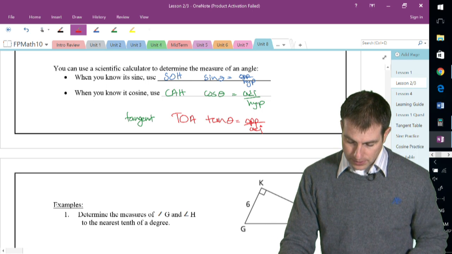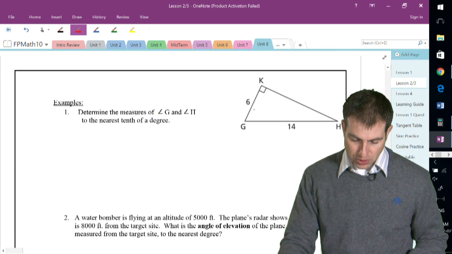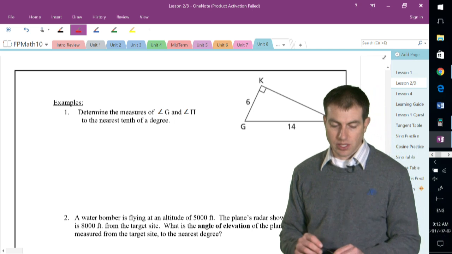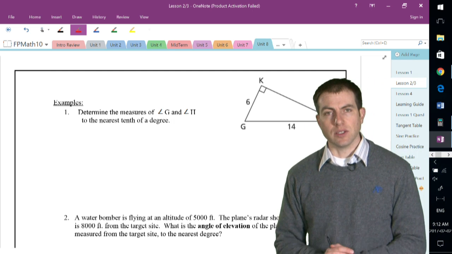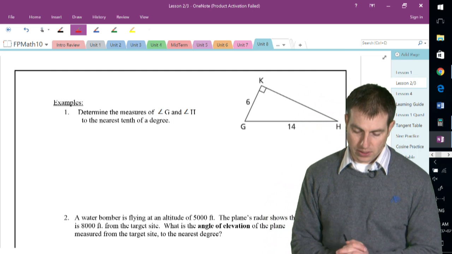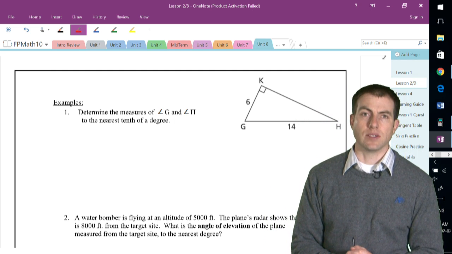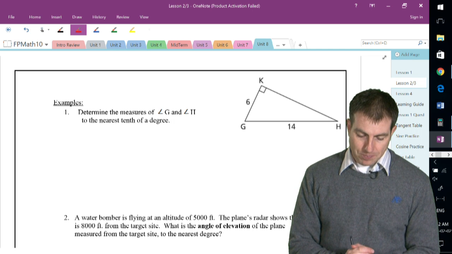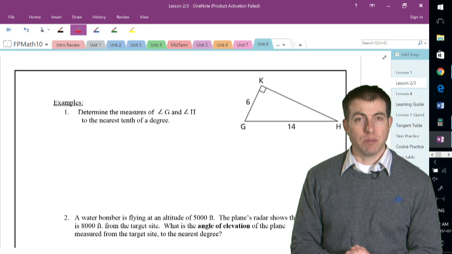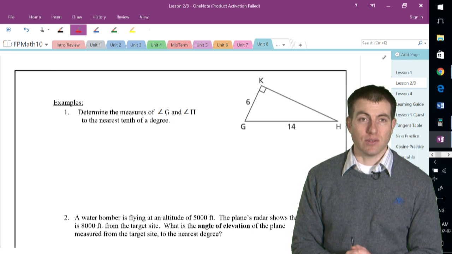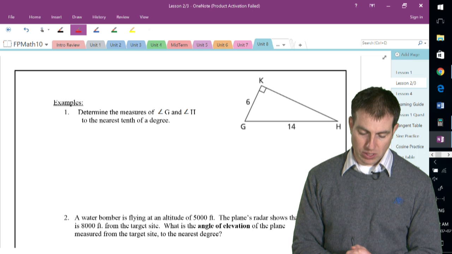So this example: determine the measure of angle G and angle H to the nearest tenth of a degree. We're given this right triangle. We don't know the measure of any of the angles, but we're asked to fill out all three angles. We know that K is a 90-degree angle. And we have two sides. We could use the Pythagorean theorem to find the third side, but that doesn't help us find the angle, so that's not going to get us anywhere.